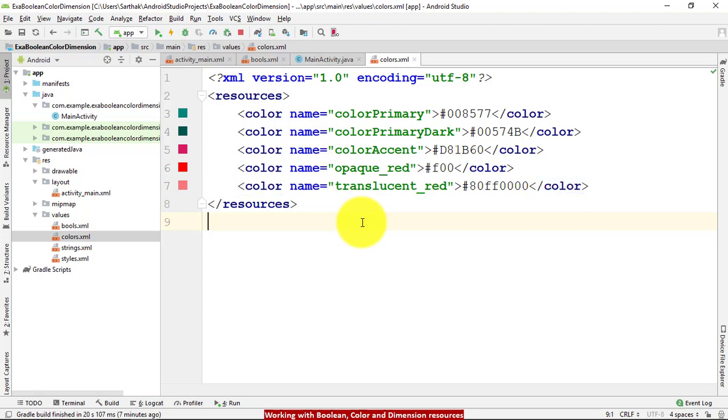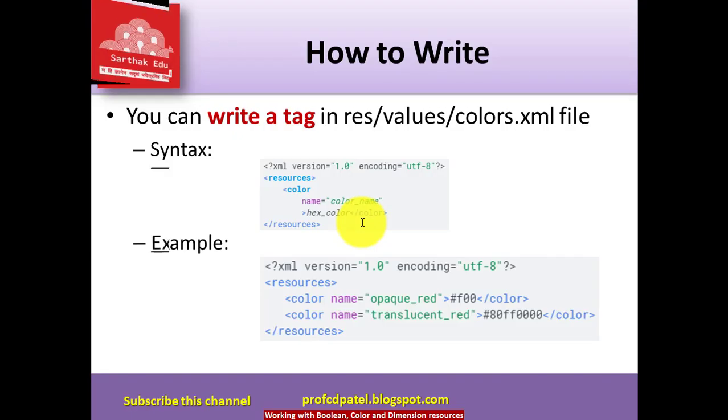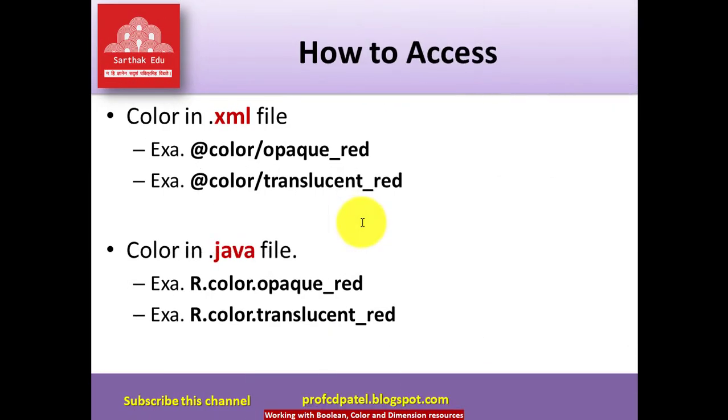So what can we do with these colors? We can access these color resources in an .xml file, or we can access them in a .java file. Right now we are going to understand first: @, that is your resource, color, that is your tag name, and this is your key name. Same as we are also going to access the color resources in a Java file.